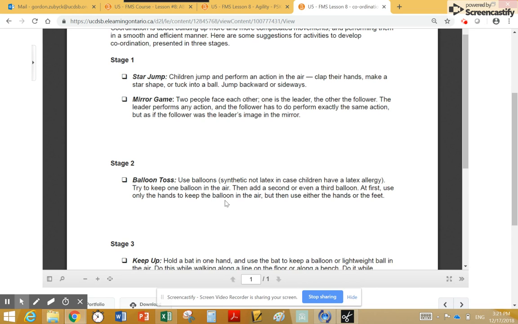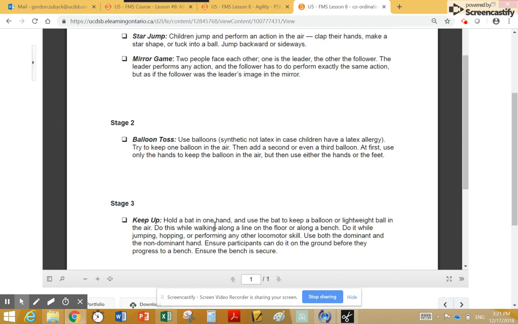In stage 2 here, it's a little bit different. They've actually added an implement in the hand. So now you've got a situation whereby you're holding something, and you're also trying to judge distance to keep the balloon up in the air. That could be one situation. Or it could be, for example, just your hands, but you're trying to keep multiple balloons in the air. So again, you're adding more things to focus on in stage 2.